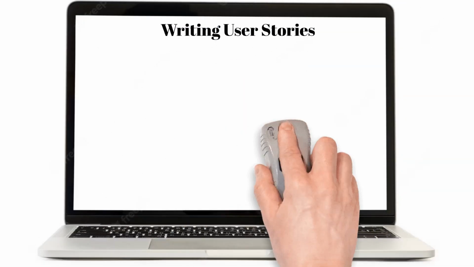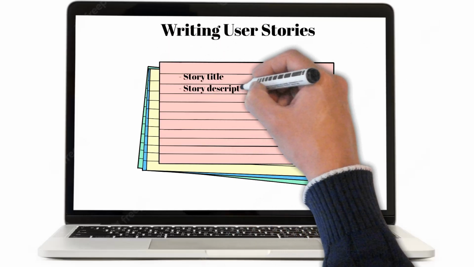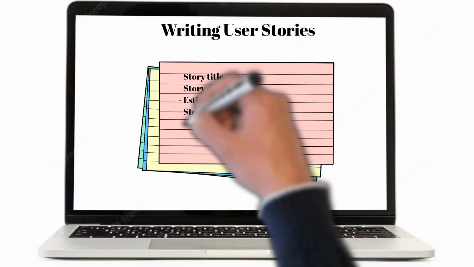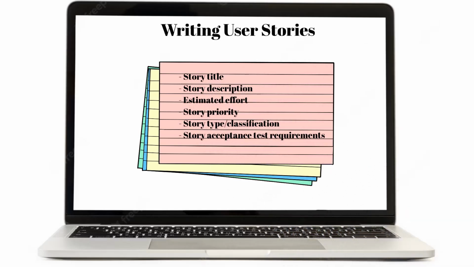The small size of the index cards limits the space and forces us to limit the story size, and leads us to break down large stories into smaller ones. Typical information that you should include on the story card: story title, story description, estimated effort, and its priority. You may also add story type or classification, or story acceptance and test requirements.